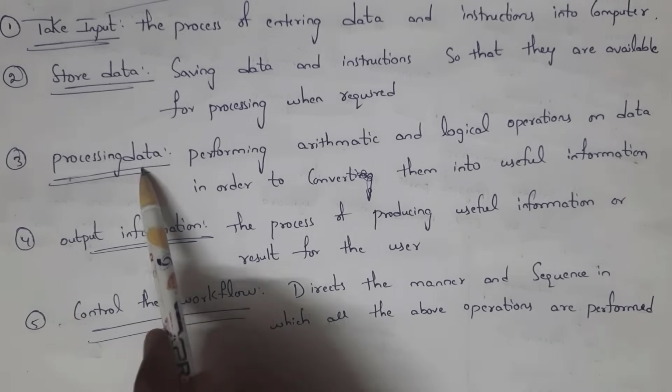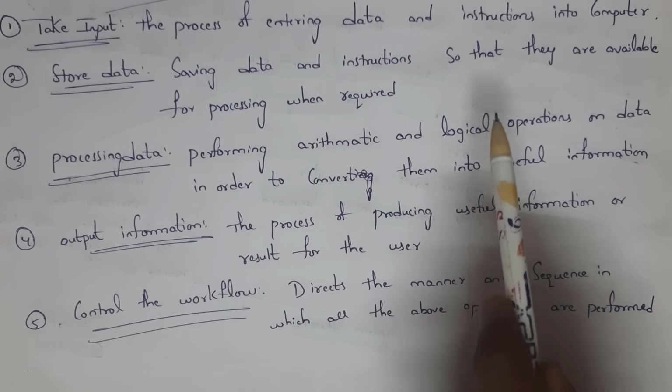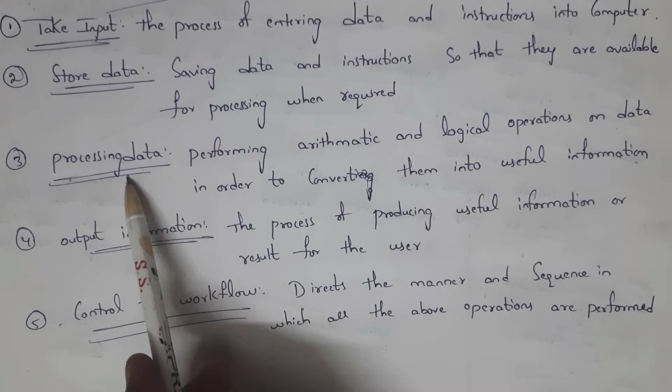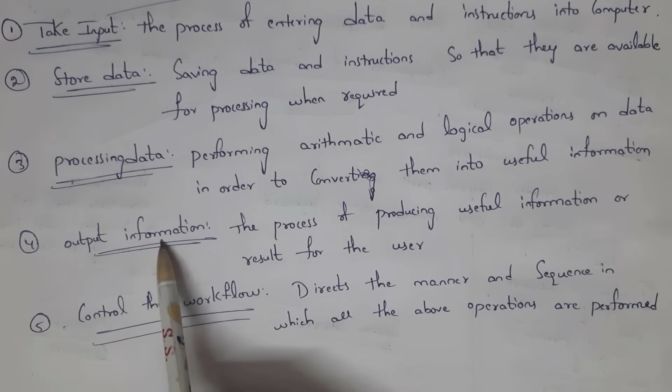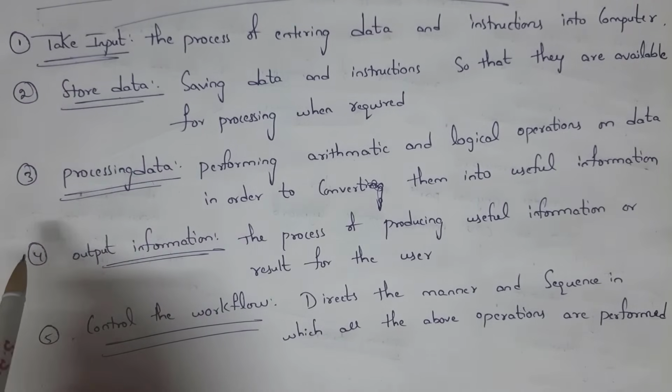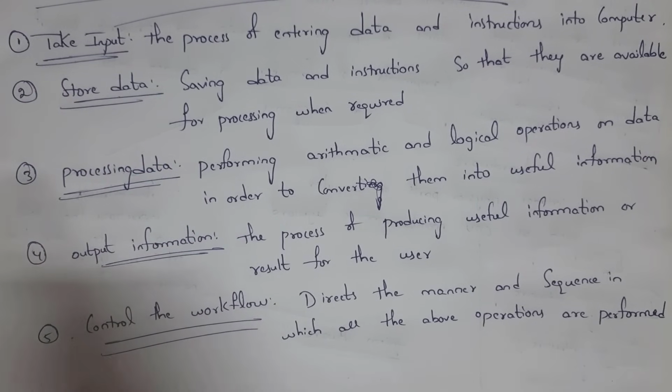Third one is processing data. Performing arithmetic and logical operations on data in order to convert this data into useful information is known as processing data. And fourth one is output information, the process of producing useful information or result to the user, and we can see this output by using output devices like monitor. Fifth one is control the workflow. All the above 4 operations must be done in sequence and it is handled by computer.